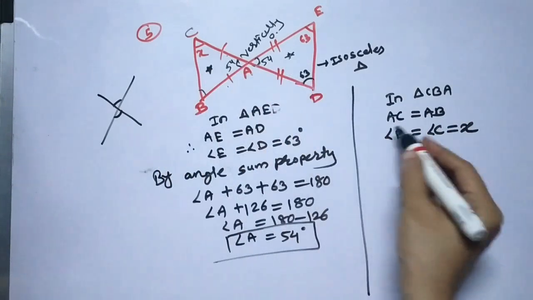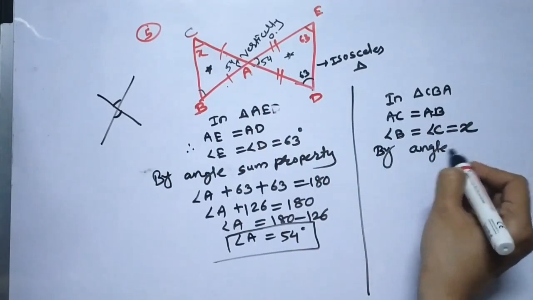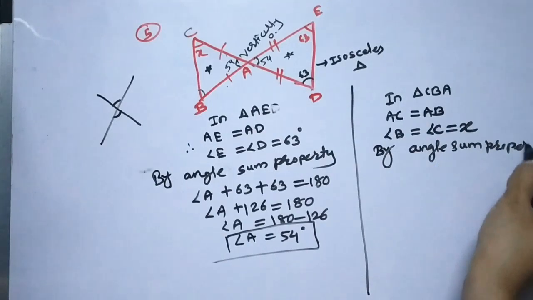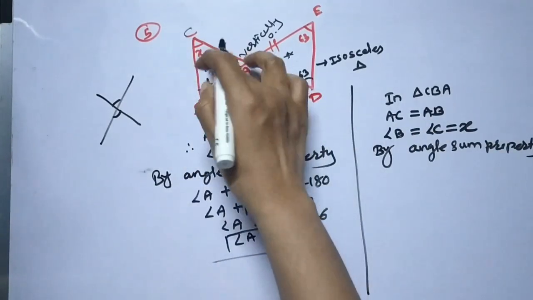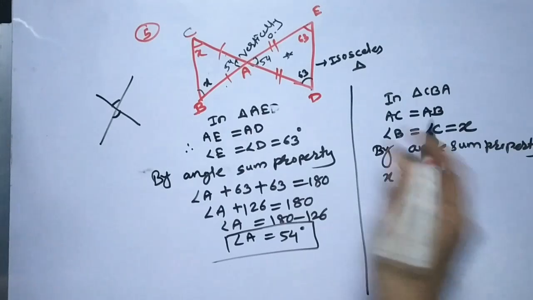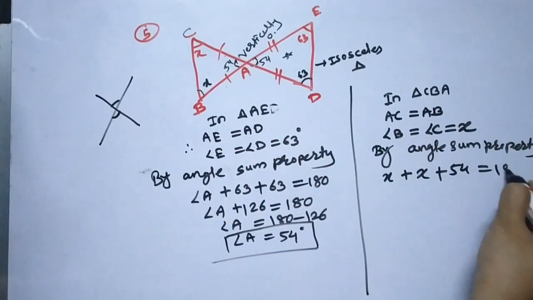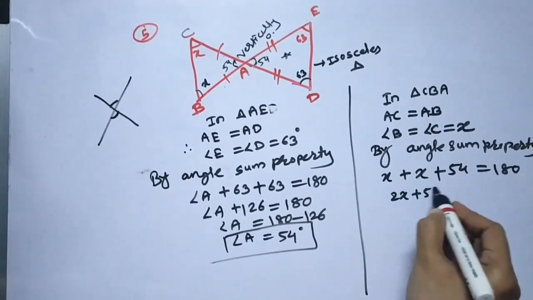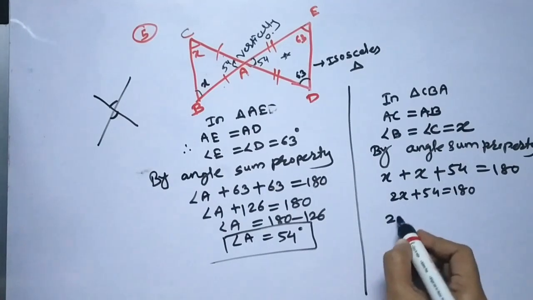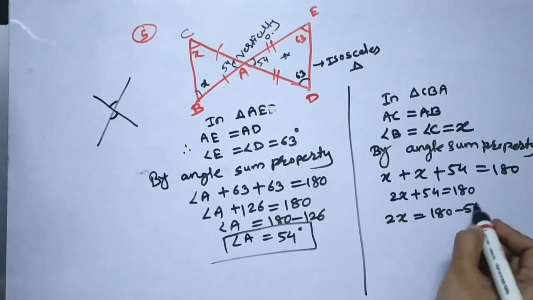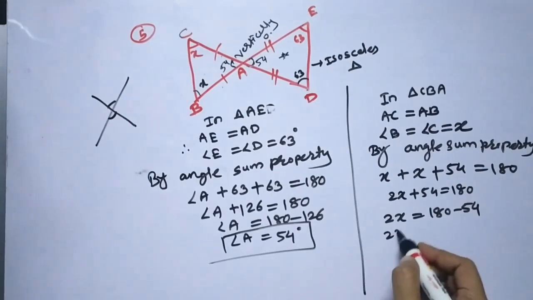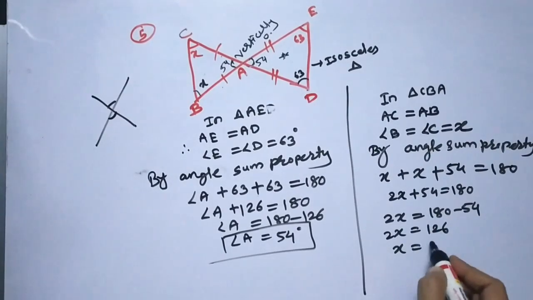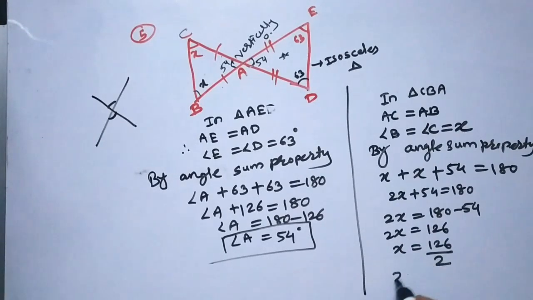So friends, in this triangle, by using angle sum property, we can write down this X plus, this is also X, plus this 54 is equal to what? 180. So friend, X plus X is what? 2X plus 54 is equal to what? 180. So 2X is equal to 180 minus 54. We get 126. So friend, X is equal to 126 by 2. So X is equal to 63. So here X angle is what? 63.